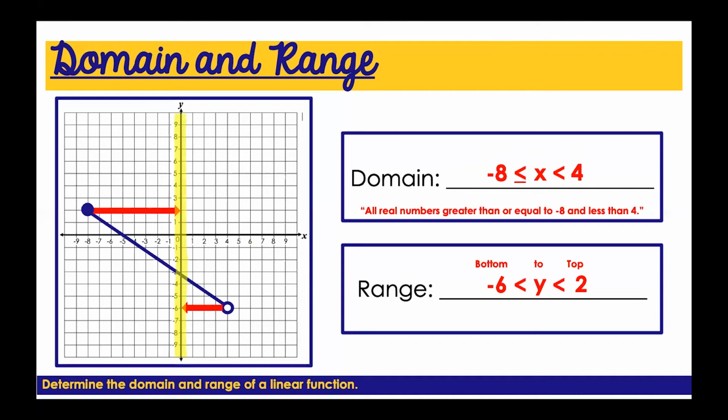Now, which symbol is shaded? Is it the bottom one or is it the top one? It's the topmost point. So that means that the range can equal exactly 2. So the inequality symbol closer to 2 is going to be underlined. And we would read this as all real numbers greater than -6 and less than or equal to 2.